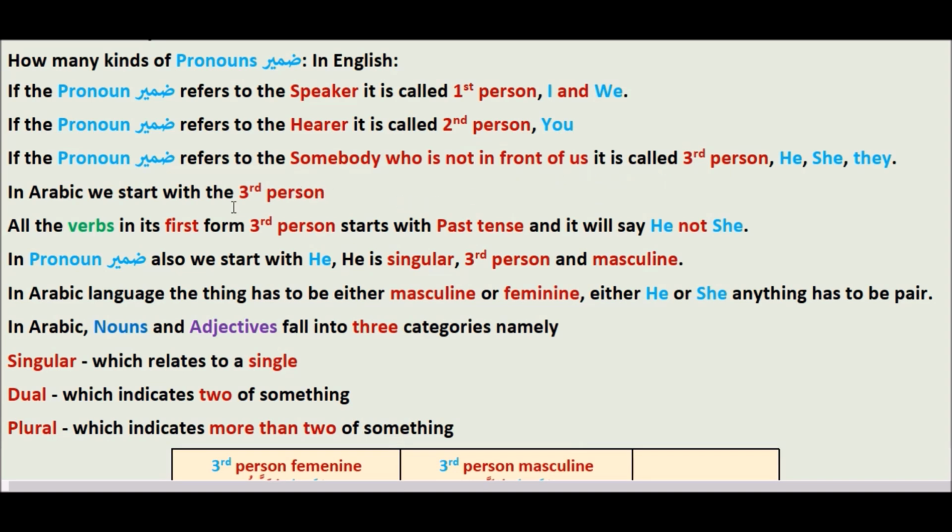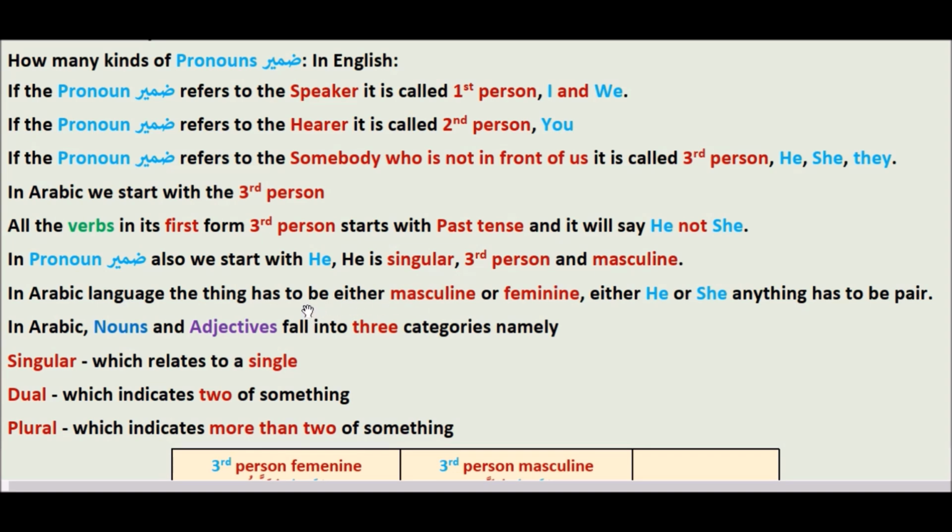In Arabic, we start with the third person. All the verbs in this first form, third person, start with past tense, and it will say he, not she. In pronoun also, we start with he. He is singular, it is third person and masculine. That he is not in front of us. It's used for a singular and it is also masculine.